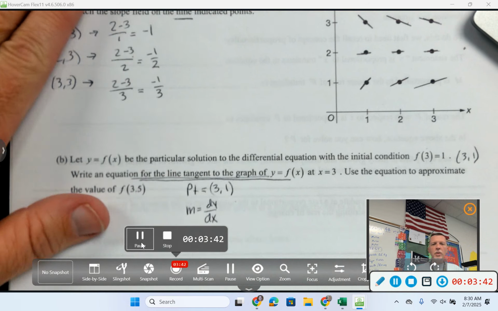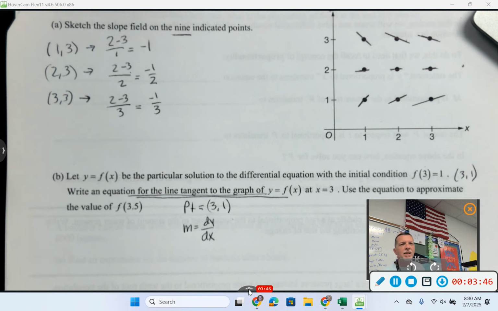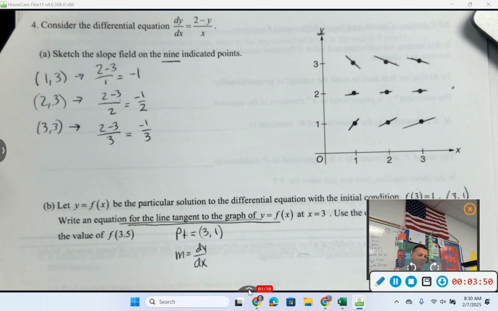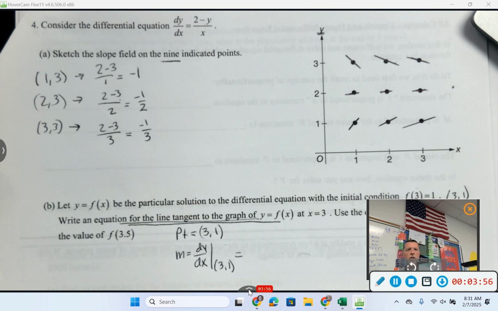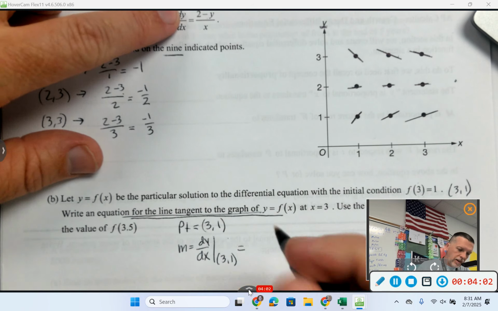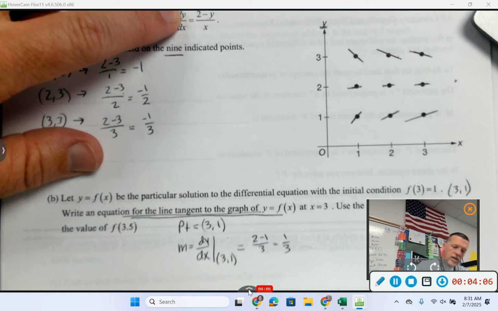So this one's a little bit weird, different than usual. Usually I have to find a derivative and then plug it in. But this one they gave me the formula for derivative. So all I have to do is find the slope at 3, 1. Which I kind of already did. It's that slope right there. I didn't write it down anywhere, so I guess I need to go back and figure out what it is. 1/3.